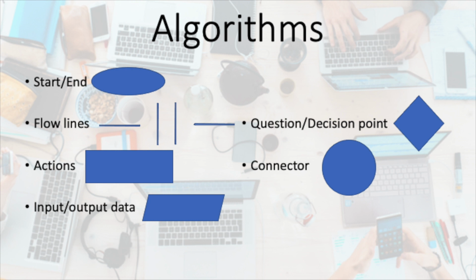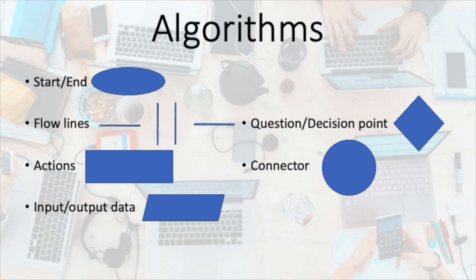The first one is the oval, the one that indicates the start or the end of your project. Then the arrows indicate the flow, the way you are going to do your project. Then rectangles are actions. If you find a rectangle, that means that you have to do something. And then we have rhomboids, and they are input or output data that you need or that you will get at that step in your project.